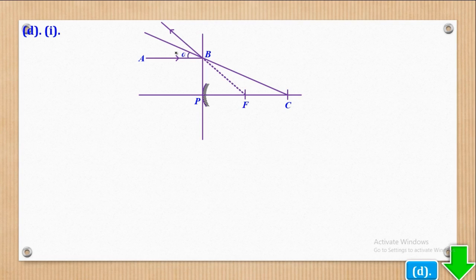So you come and say that if this is alpha, it implies that this is also alpha. Then also if this is alpha, it implies that this is also alpha. Why? Because vertically opposite angles. Then also if this is alpha, it implies that this is also alpha. Why? Corresponding angles. Then if this and this is alpha, then this will be 2 alpha, because one exterior angle is equal to the sum of 2 opposite interior angles. So this plus this is 2 alpha. That's what will be here.